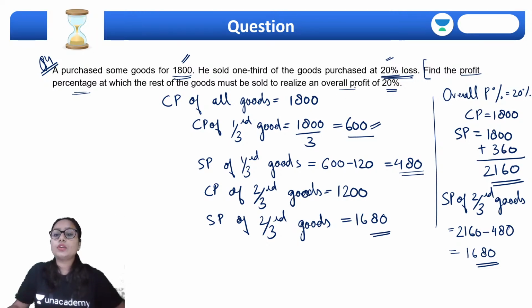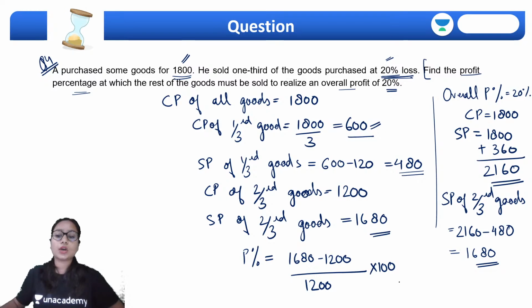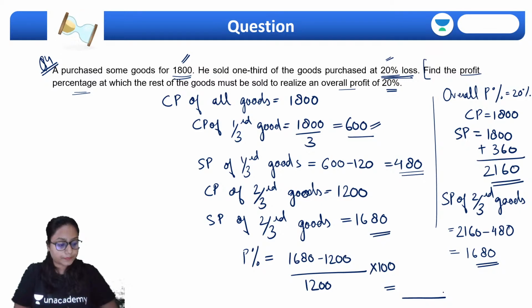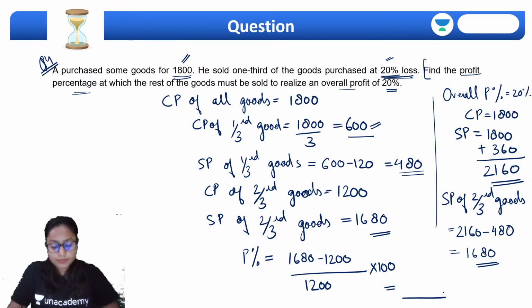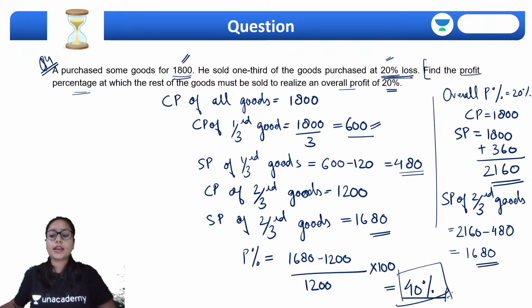Now we want the profit percentage for the rest of the goods. So profit percentage is given by profit, that is 1680 minus 1200, over cost price, that is 1200, into 100. Please solve this and tell me the final value of profit percent. Yes, right. So this is 40%. Hence 40% is the right answer.